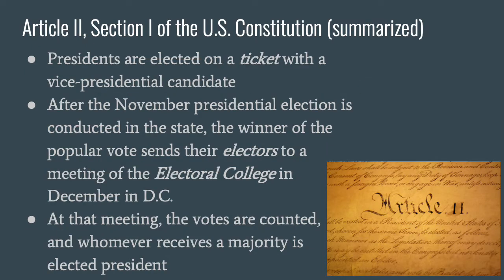I'm not going to actually have you read Article 2, Section 1 of the Constitution, so you're welcome. But I'll just summarize and say that presidents are elected on a ticket with a vice presidential candidate. So that person is also chosen by the American people, which means that the president cannot fire that person. Donald Trump cannot fire Mike Pence. He can choose to not have him on the presidential ticket if he wanted to, but he can't actually fire him because Pence was elected by the American people in the same way that Trump was.